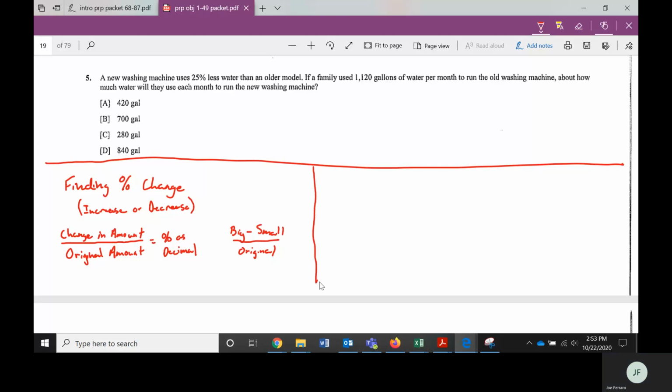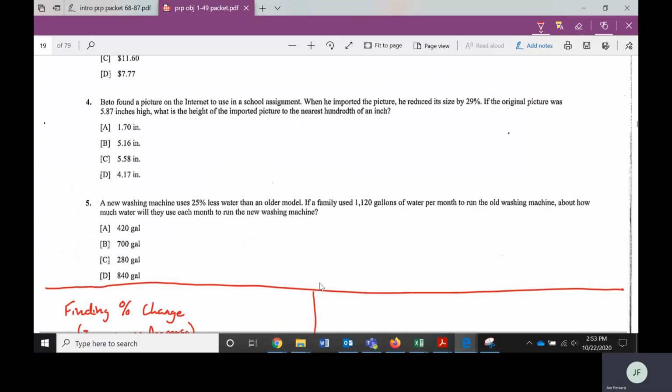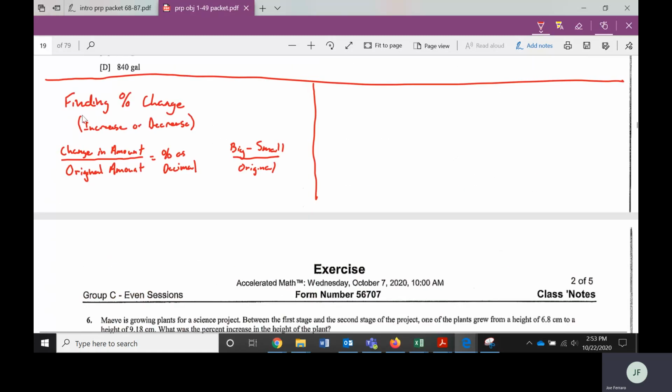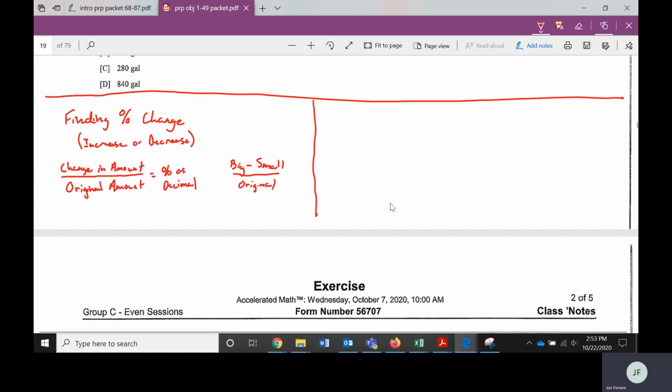So let's look at a couple of each of those types, and we'll go to the other type. We're going to look at number 2 here. It says below a bridge on a coastal road, the water depth at high tide was 12.5 feet. At low tide, the water depth was 10.5 feet. What percent of decrease in water depth occurred between high tide and low tide? So right there, when it asks for a percent of decrease, you know you're finding a percent change, and you're going to do this.